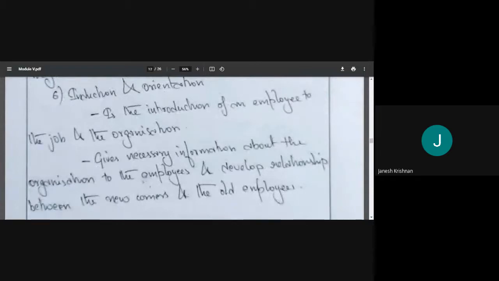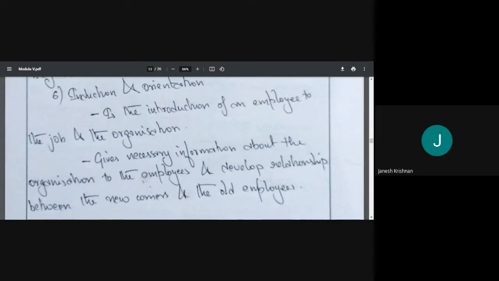So in induction, you are basically given an introduction to the company, like what you had on your first day in college. You were introduced to your teachers, your principal, your classrooms. You were taken to your lab, right? You were shown your canteen. Everything has been shown, where it is and what has been done. Like that, you are given an introduction.